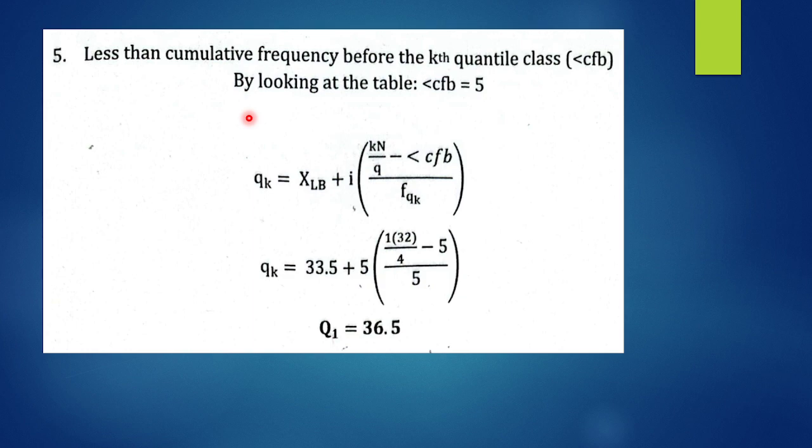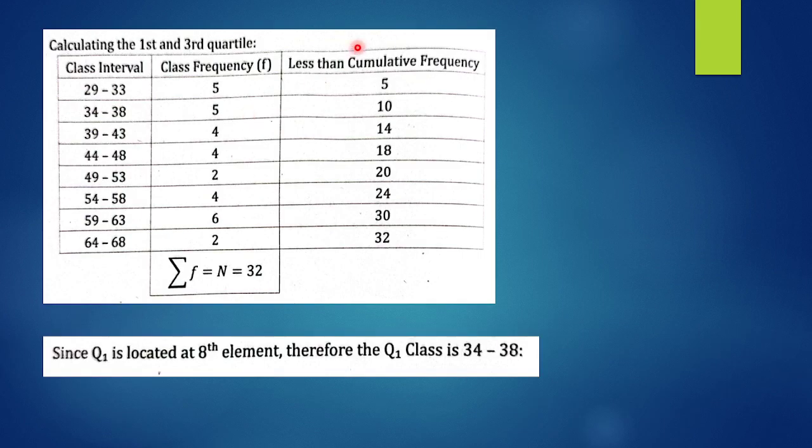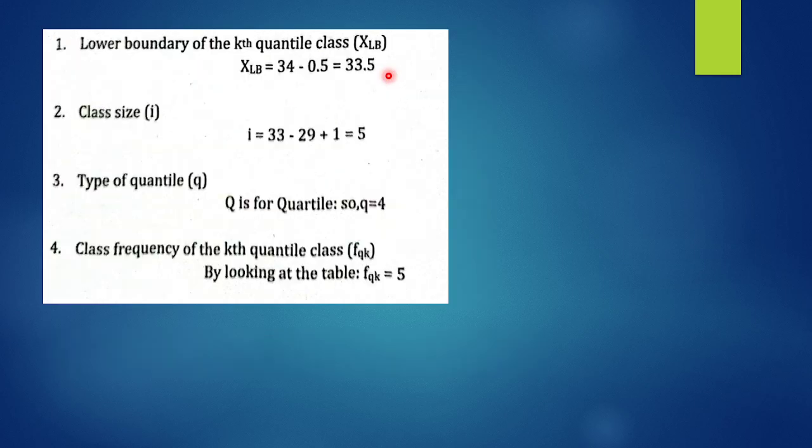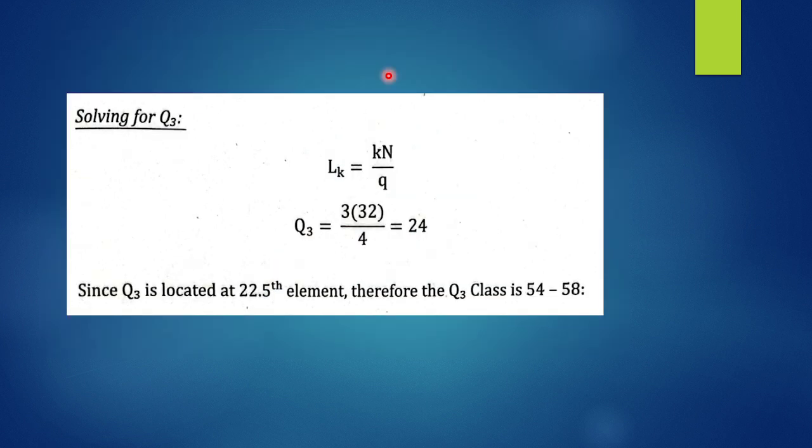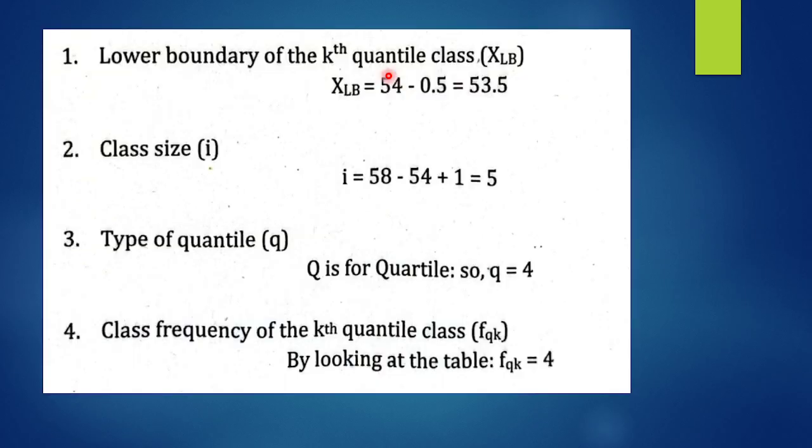Less CFB is equal to 5. So this one, all right. The less CFB is 5. Okay. Now, substitute everything there so we can get 36.5. Next, solving for Q3. Same scenario, same formula. So our third quartile class is at the 22.5th element. Therefore, the Q3 class is 54 to 58.